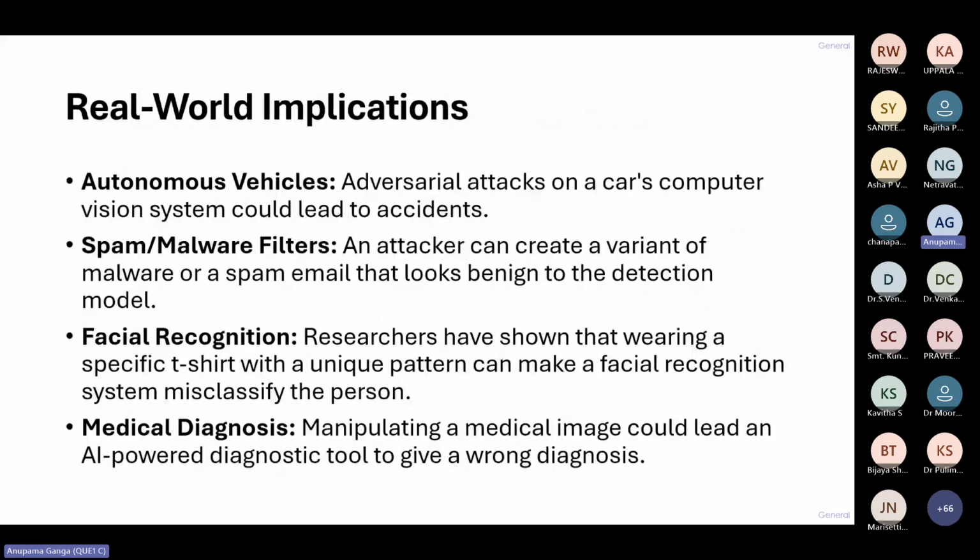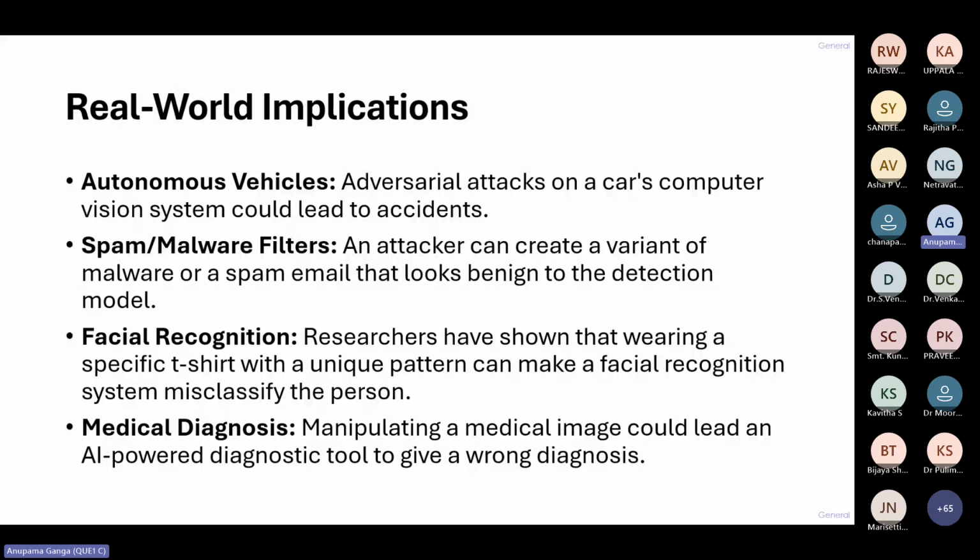Let's see some real world implications. Adversarial attacks on a car's computer vision system could lead to accidents, and stickers on stop signs, like we said earlier, the stop sign stickers can cause confusion, and the car can think it is a speed limit and go right. And modified emails, as we said, a slightly modified email which looks like a normal one, our antivirus cannot detect it.